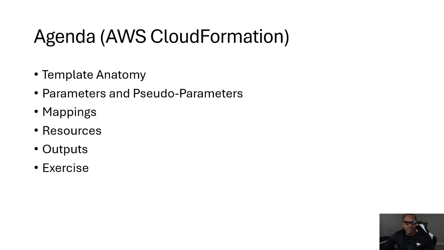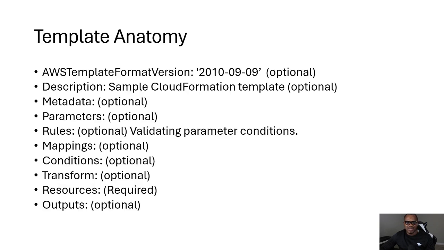My name is Enoch. Today we will continue our series on AWS CloudFormation, and we'll be looking at template anatomy. We will look at parameters and pseudo parameters. We'll look at mappings, resources, outputs, and an exercise. And we'll do an exercise on some of these things. Let's get right to it.